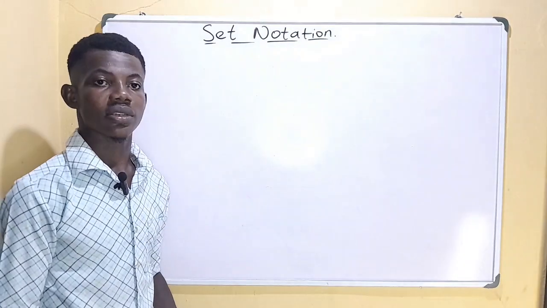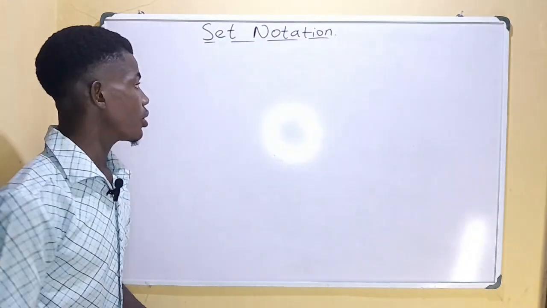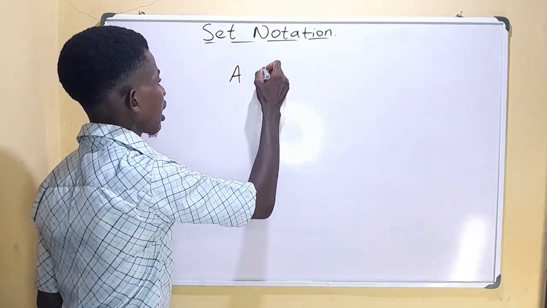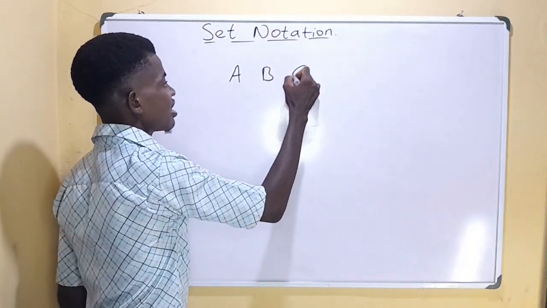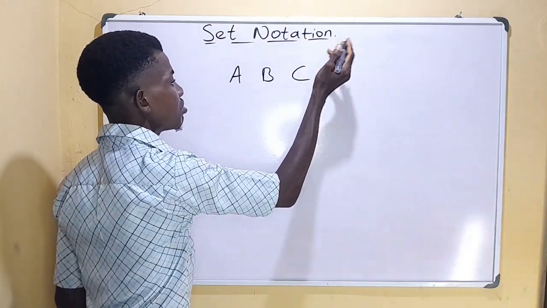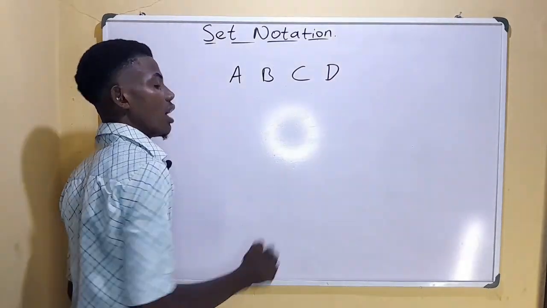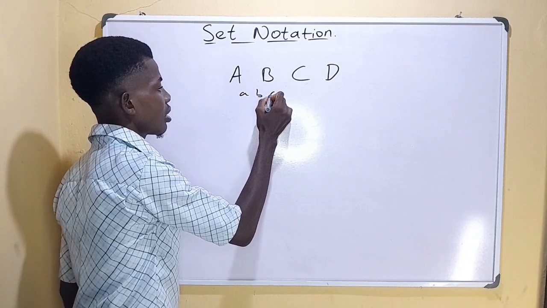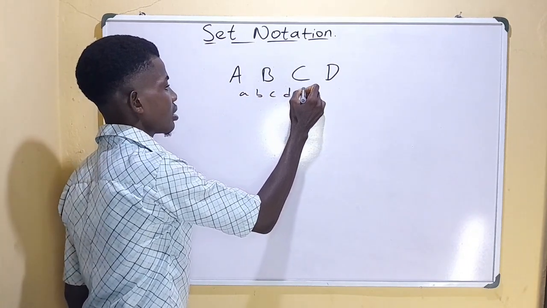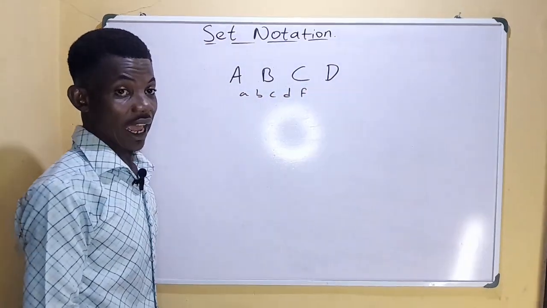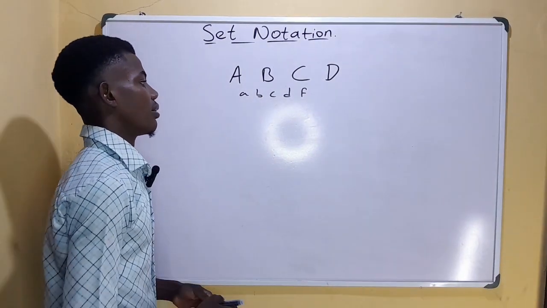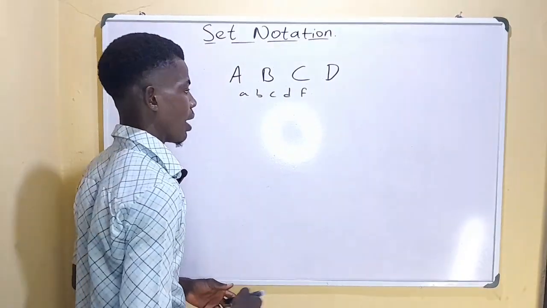Set notations. For a set, we use capital letters like A, B, C, D to denote a set, while we use small letters to denote the elements.